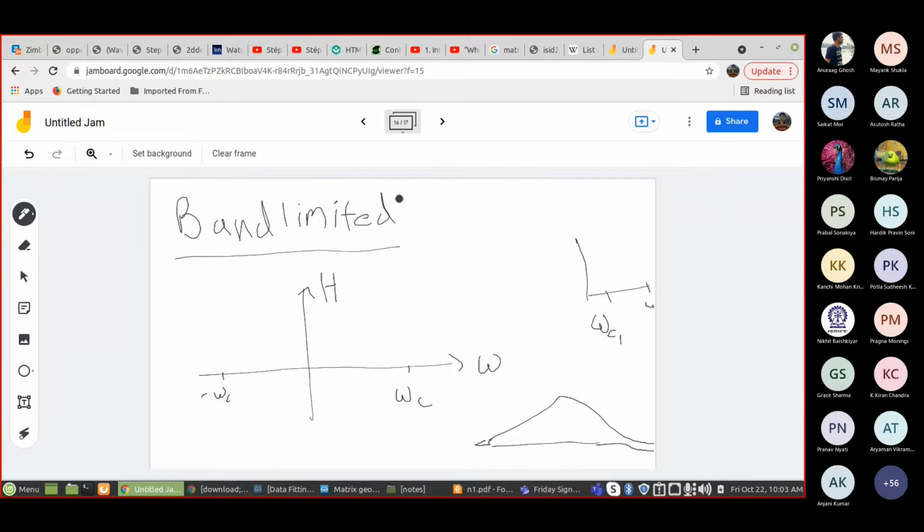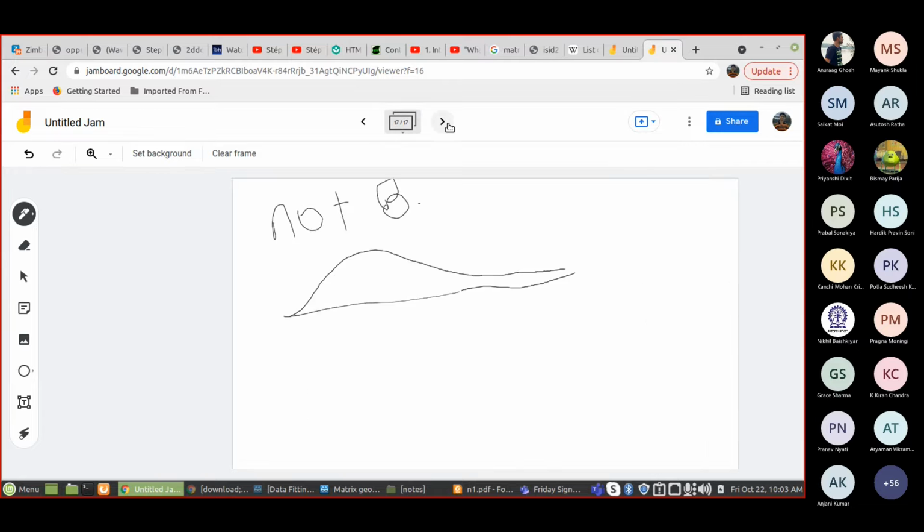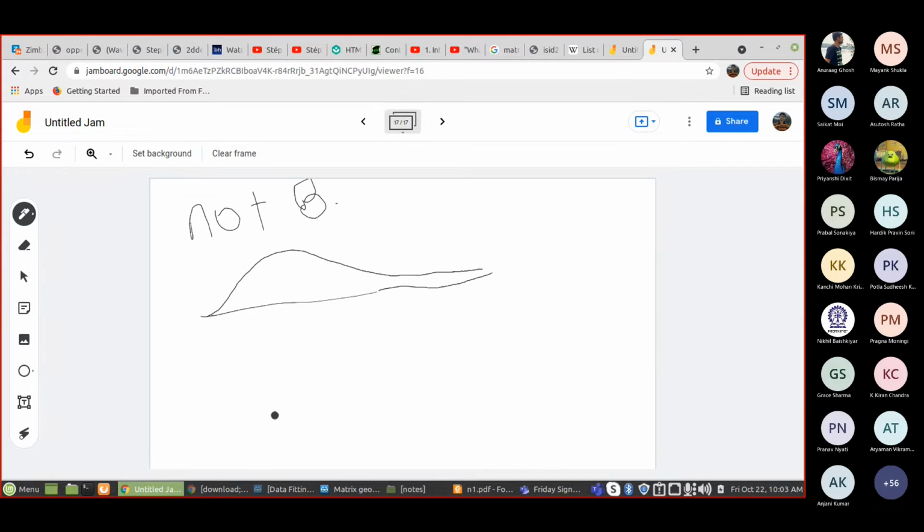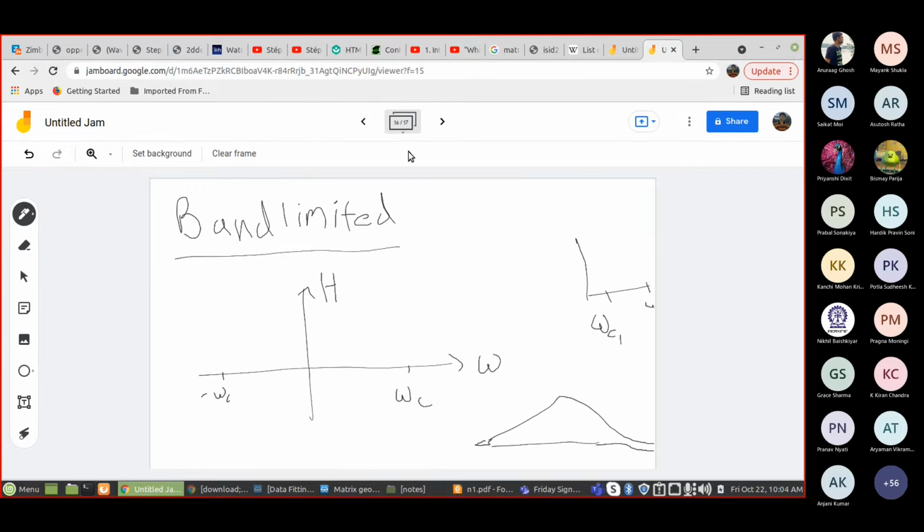Okay. So some signals are band limited. Not all signals are band limited, of course, and that follows from the uncertainty principle. If you have finite support in one domain, then you are not going to have finite support in the other domain. So if you have signals of finite time length, then in the frequency domain, they are not going to be band limited. So this is something you should know.